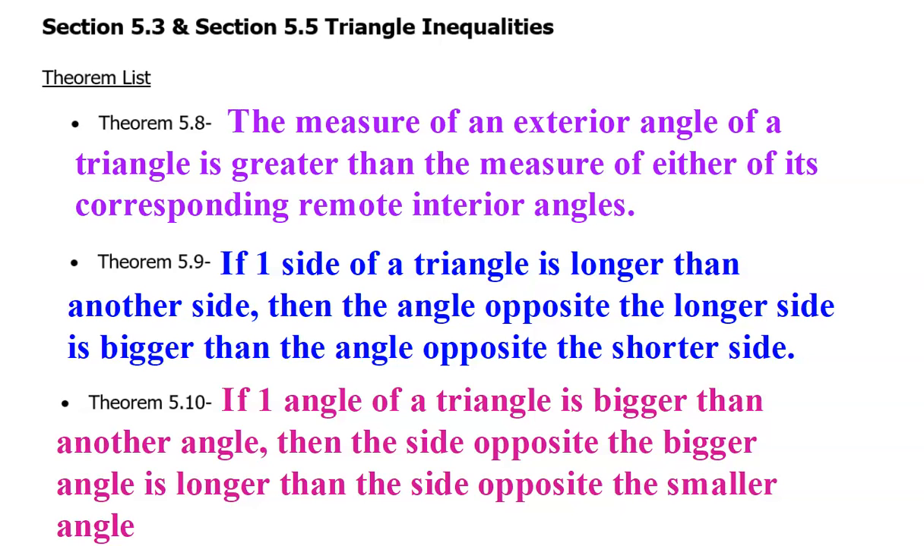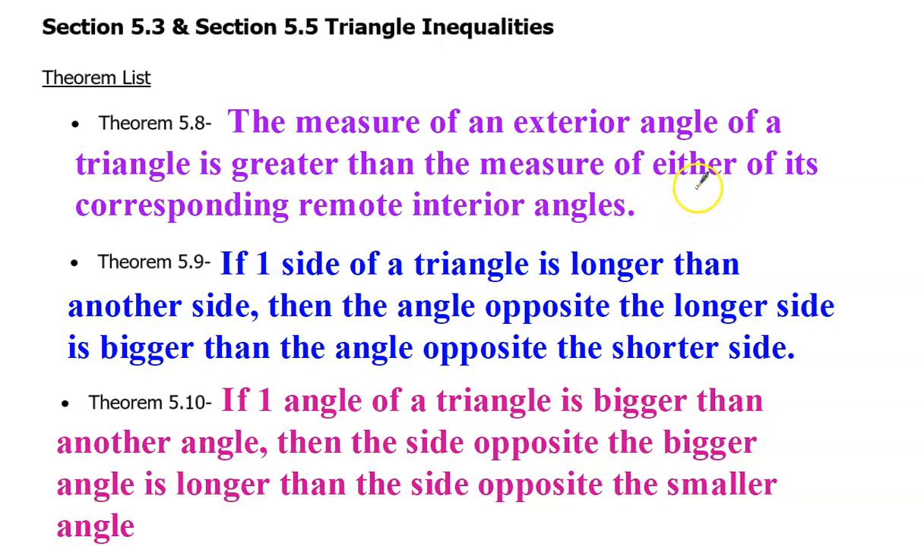This is section 5.3 and 5.5, which is on triangle inequalities. So first off to start, we got a lot of theorems, so pause if you need to write this all down. The first theorem is theorem 5.8, which says that the measure of an exterior angle of a triangle is greater than the measure of either of its corresponding remote interior angles.